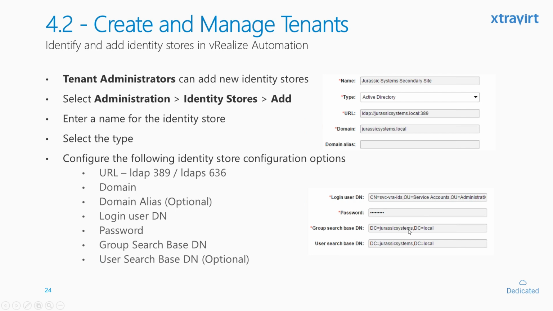In the example here, you can just see I've chosen to use the root of the domain, so when you search for a user, it won't trail down to any specific OU. It'll just search from the root of the domain down, so it will pick up anything. And the user search base DN is optional. So as a recap, we've only got 2 optional configuration parameters here, and that's domain alias and the user base DN. Everything else is mandatory.